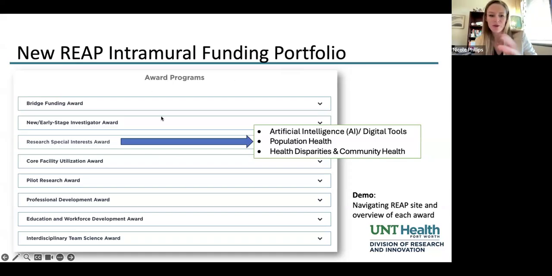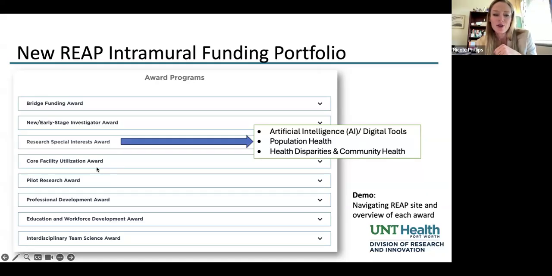They're different, a little bit of a deviation from the traditional REAP funding portfolio we've had in the past. So bridge funding, that will sound familiar. We have an award for new or early stage investigators as defined by NIH. We have this research special interest cluster of awards where we've identified some areas of special interest that we'd like to see some seeded funds go to, which include AI, digital tools, population health, and health disparities and community health.